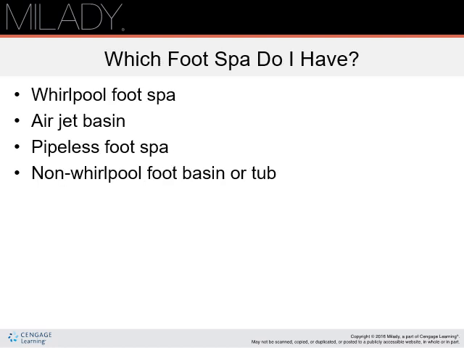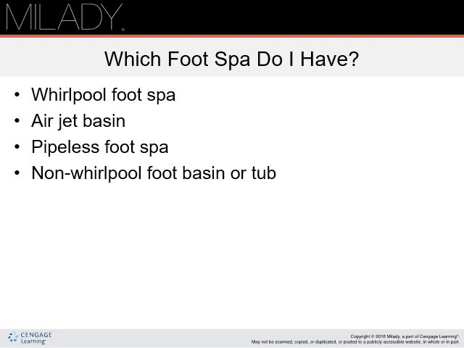Which foot spa do I have? Whirlpool foot spas create a massaging effect by recirculating water through built-in pipes and jets, similar to a jacuzzi tub, and is often referred to as a piped foot spa. The whirlpool or piped foot spa has come under scrutiny because the disease-causing microorganisms tend to grow inside the pipes despite the disinfecting process, and therefore has been slowly discontinued in the industry.